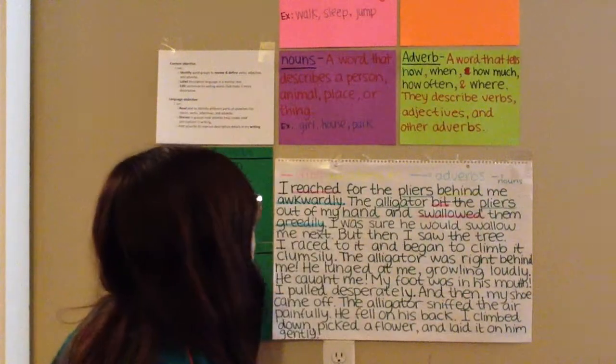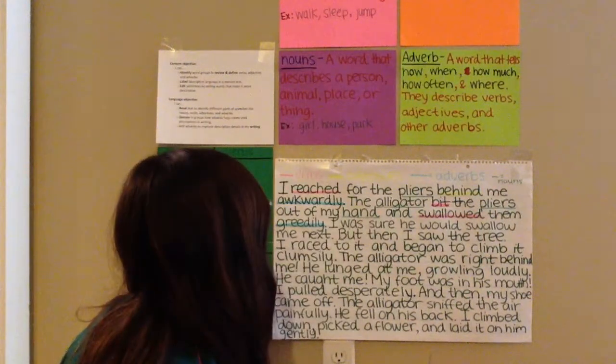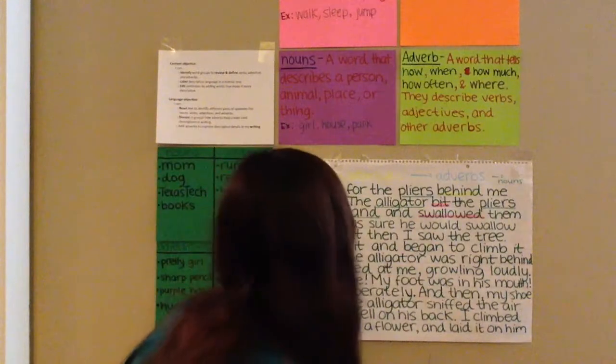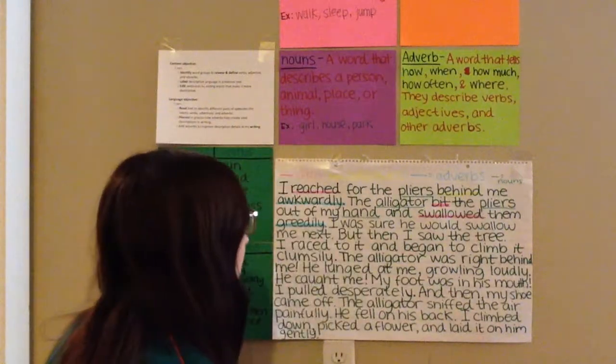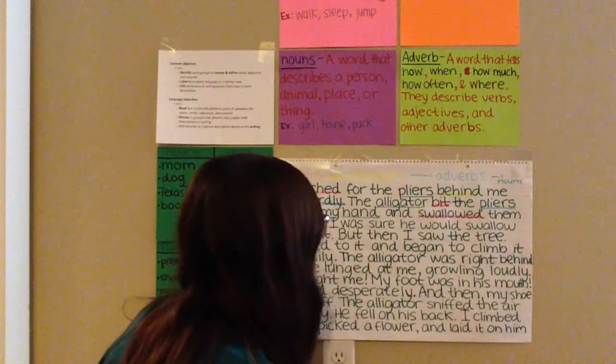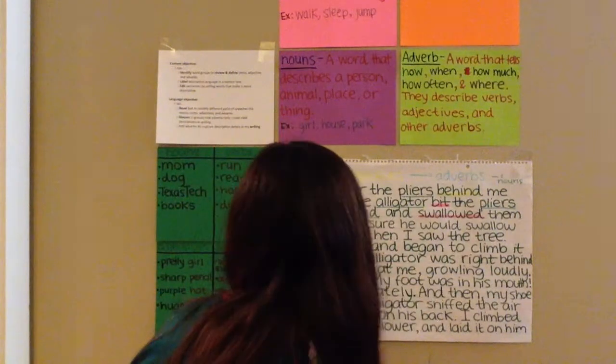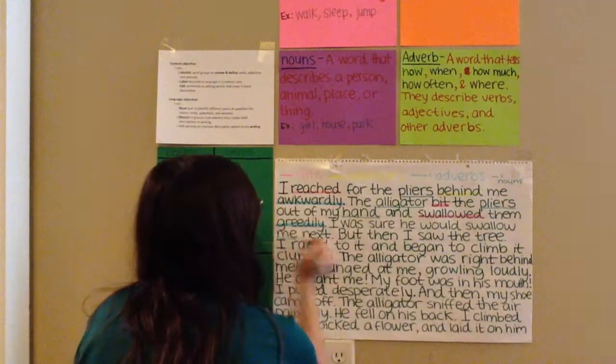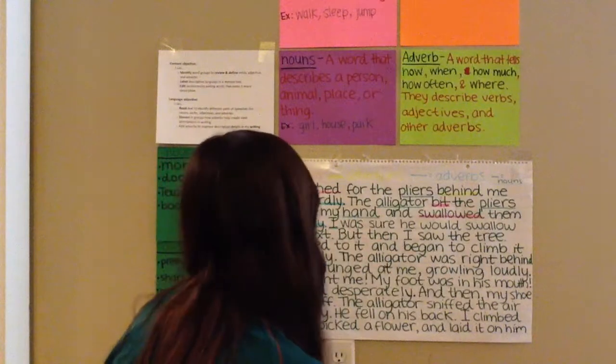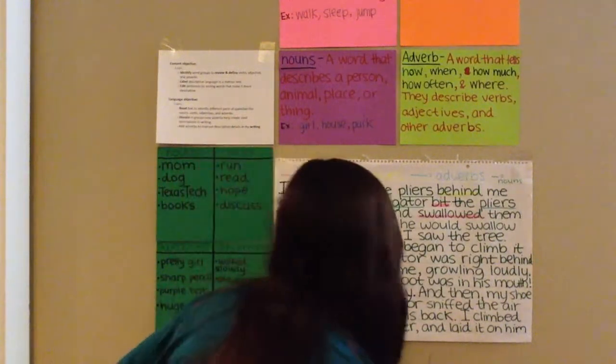So let's see. I was sure he would swallow me next. Oh, that was actually one of her sentences that was more simple. Okay. I was sure he would swallow me next. Okay, so I don't see me and I are people, so those could be nouns. Those are actually other parts of speech.